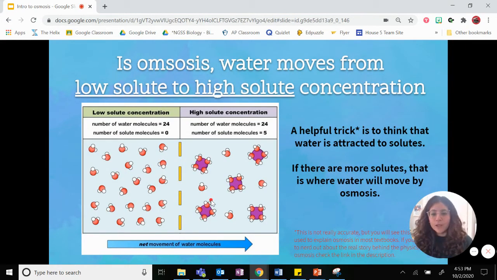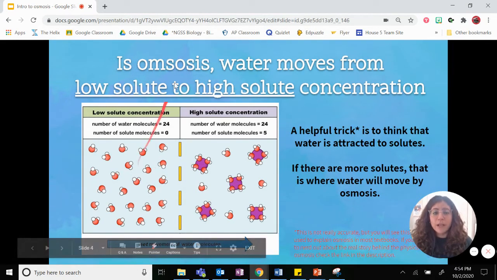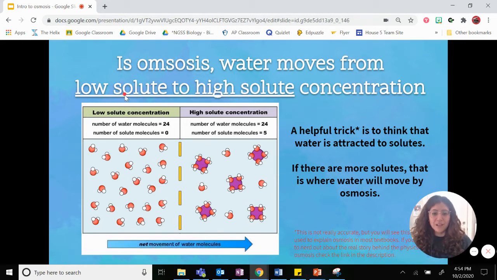Okay, so what direction does water move in osmosis? So in osmosis, water is going to move from low solute to high solute. So remember, solute is the stuff that is dissolved in the water.